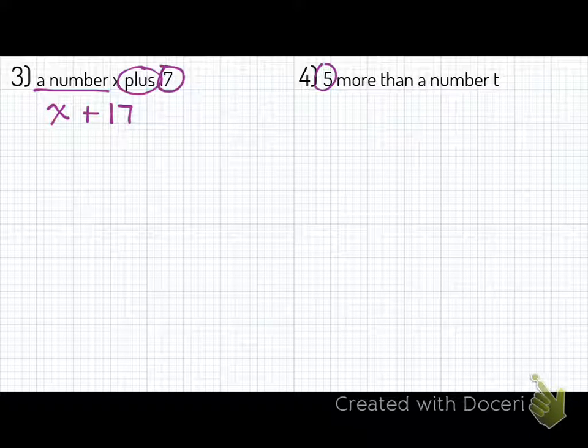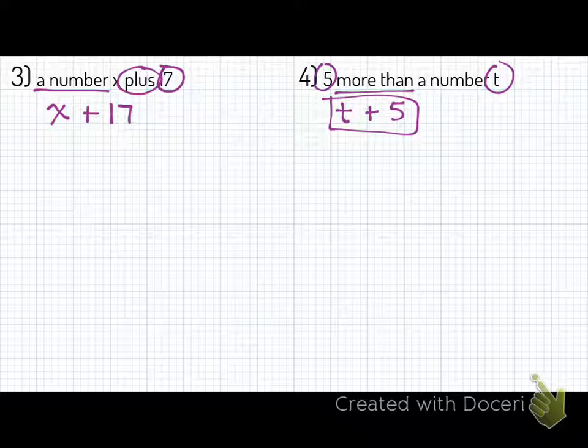Okay, next one, number 4. It says 5 more than a number t. We have 5, more than, and t. This is just like number 1. We have this word more than. A lot of people are going to think, oh, 5 plus t? No, you have to think more than. You're saying 5 more than t. That means you're starting with t and adding 5 more to it. So it should be t plus 5. If you made a mistake, please talk to your neighbors about how you could fix it, okay?